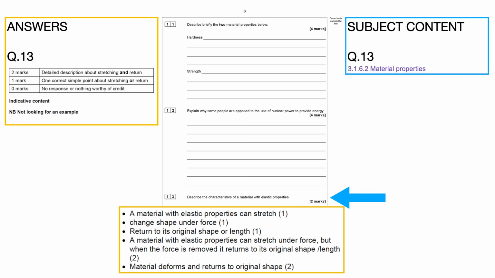Question 13, describe the characteristics of a material with elastic properties. Now you could say a material with elastic properties can stretch. It can change shape under force. It can return to its original shape or length. A material with elastic properties can stretch under force, but when the force is removed, it returns to its original shape or length. You would get 2 marks for that. And lastly, a material deforms and returns to original shape. So extended answers get 2 marks, or you could have a series of 1-mark questions for the full 2 marks.